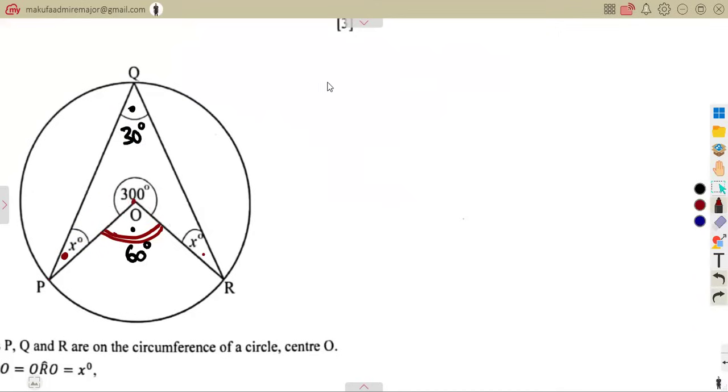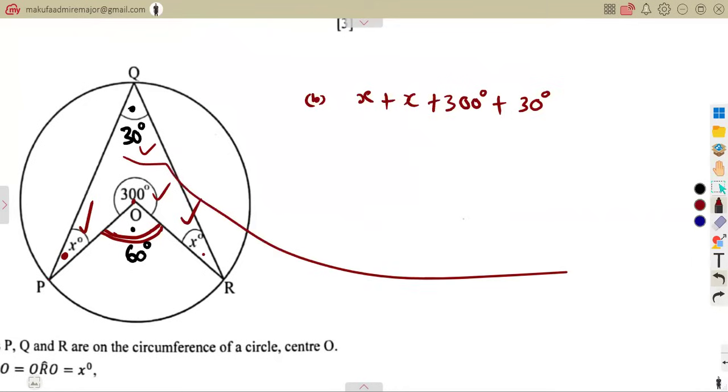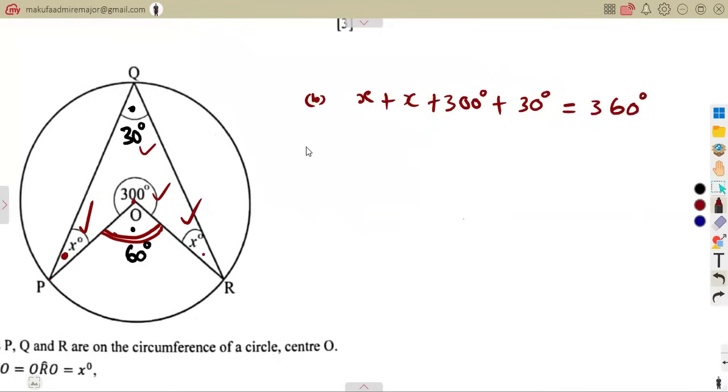So considering the angles that are inside, adding up to 360 degrees, you can actually form an equation from that concept. That means if I add this x to this x to this 300 degrees and to this 30 degrees, these interior angles of the quadrilateral that is formed, it is a quadrilateral because we have got four angles inside and four sides. So the sum must be equal to 360. So we have formed an equation where we can solve for x.